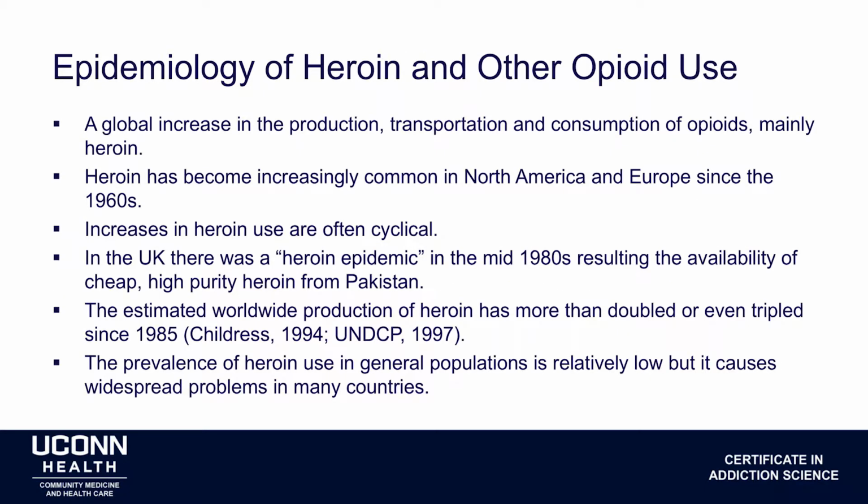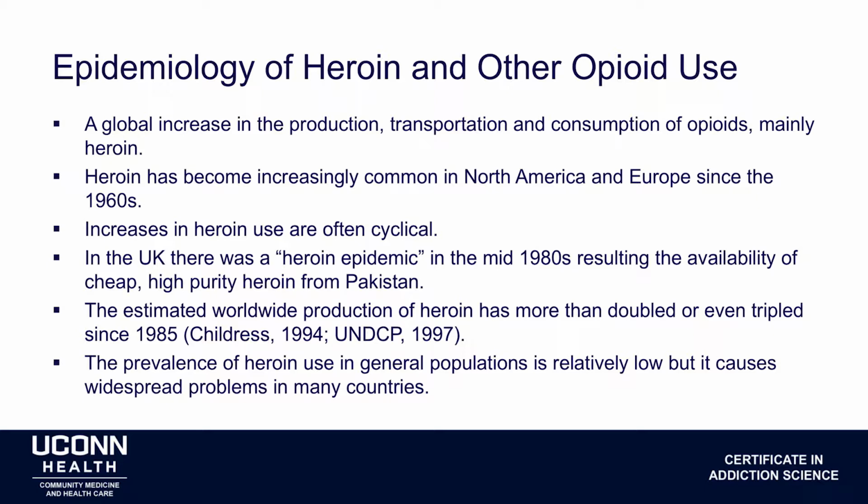Heroin use is a growing problem in several countries now, and it is part of a new epidemic of both licit and illicit substances. Globally, there's been an increase in heroin production around the world, and during the 1960s, heroin, particularly injectable heroin, became prevalent in the United States.